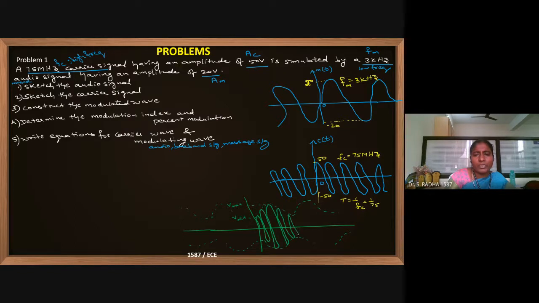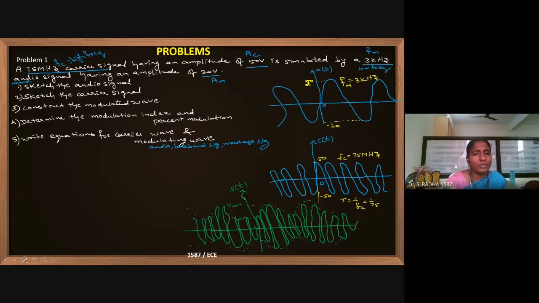You can draw it in a better way: the high frequency carrier, with the outer shape similar to the message. This continues on both sides, including the negative side, and the maximum height is Vmax and the minimum height is Vmin. So this is the third one, the modulated wave s(t).